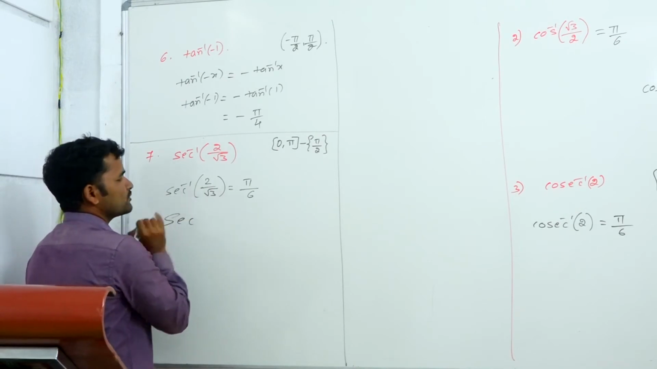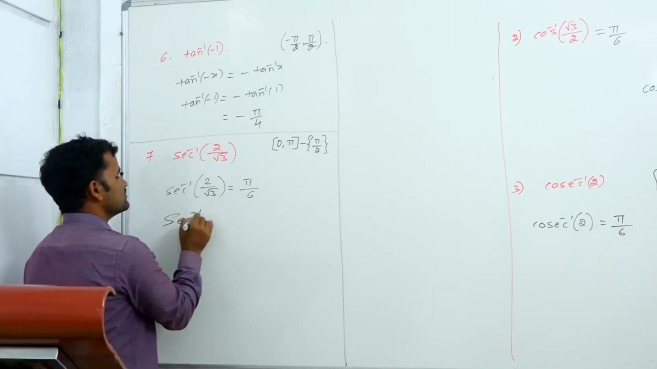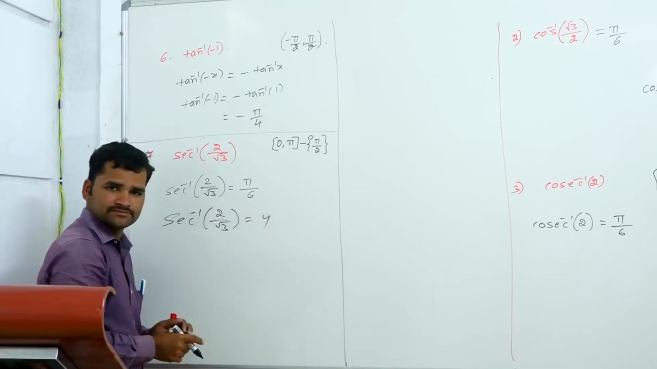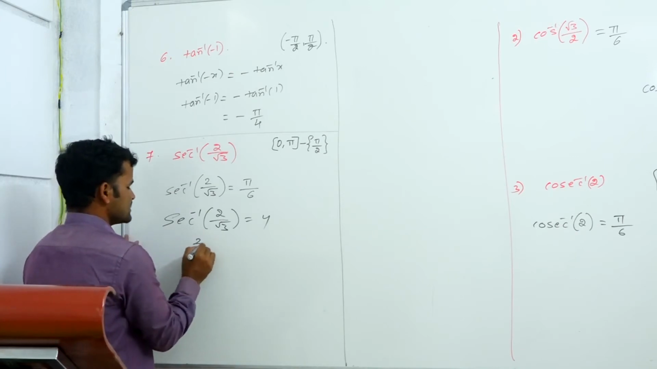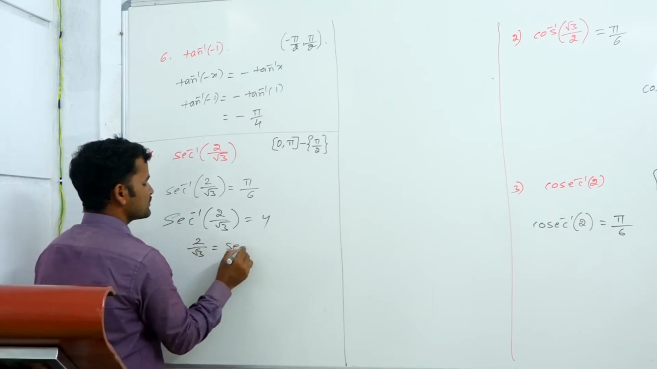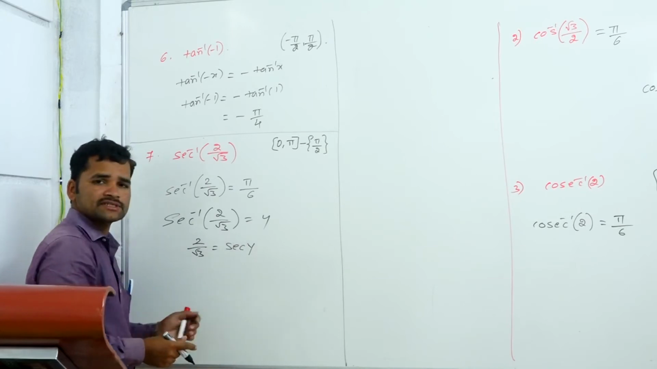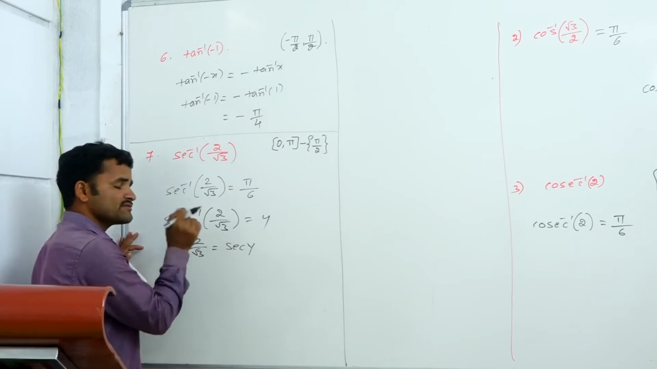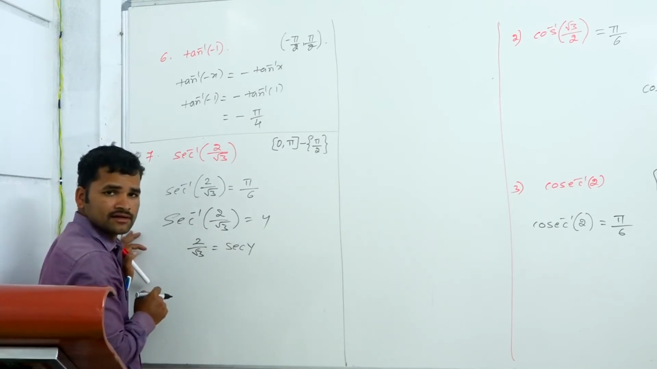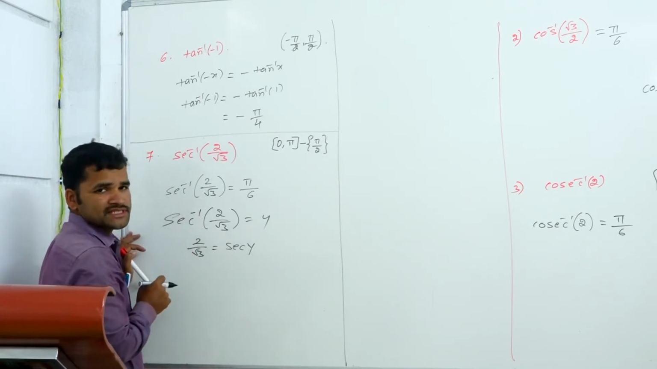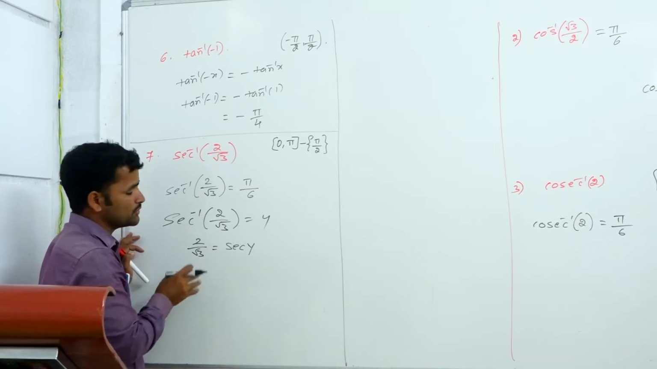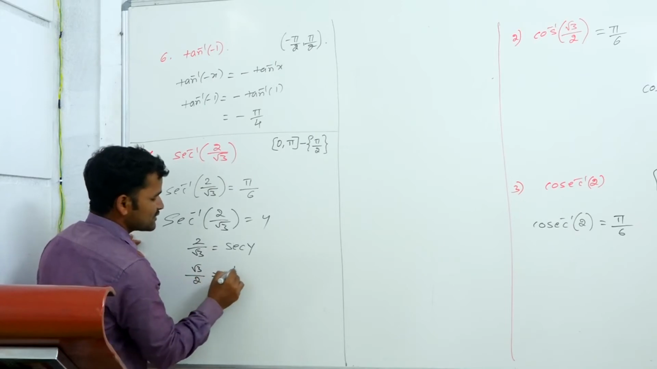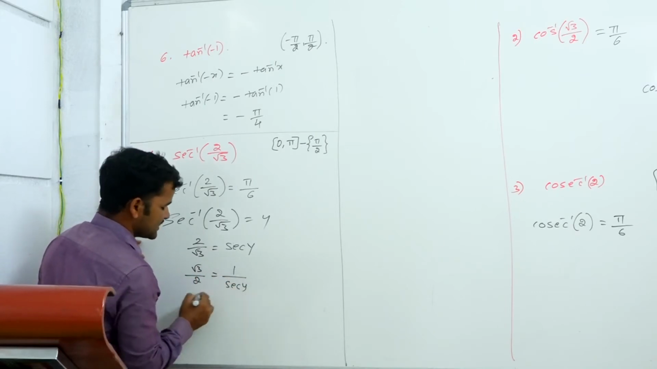Suppose you don't want to solve directly like this. What you do? Secant inverse of 2 by root 3 is equal to, you take y. Then 2 by root 3 is equal to secant y, according to the definition of inverse trigonometric functions. Or still, if you don't want to use the secant values, you go with cos. You take the reciprocal on both sides. Taking reciprocal, root 3 by 2 is equal to 1 by secant y.